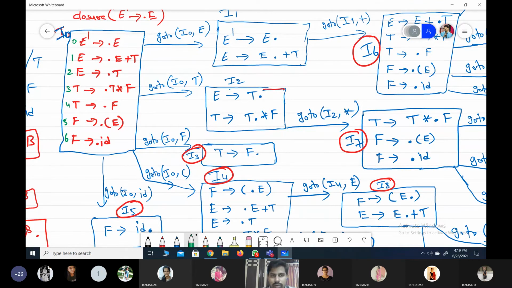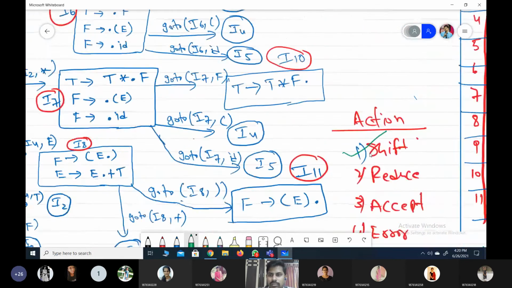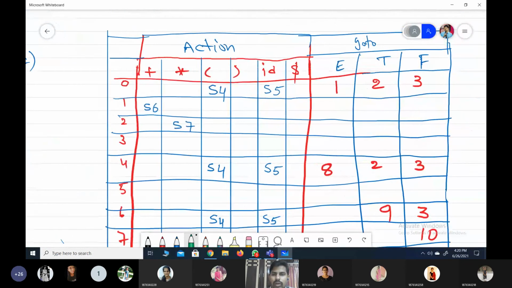If we cross check with I1, the dot has ended already. This is the augmented grammar symbol, E dash tends to E dot. That's the augmented grammar. That means that on I1 with dollar is always the accept case. By default, on dollar you have to consider it as the augmented accept. It has to be written only for this case, because it's the augmented grammar symbol.